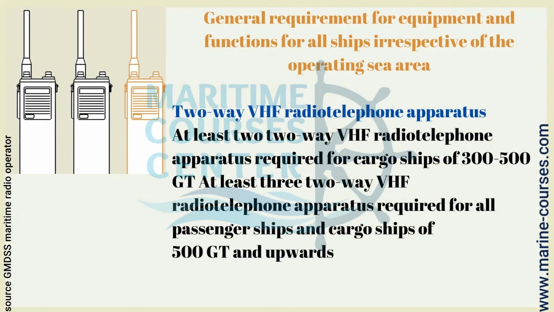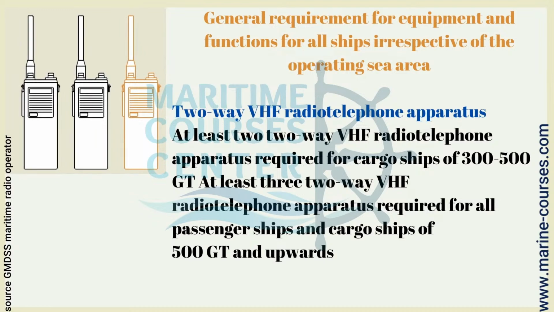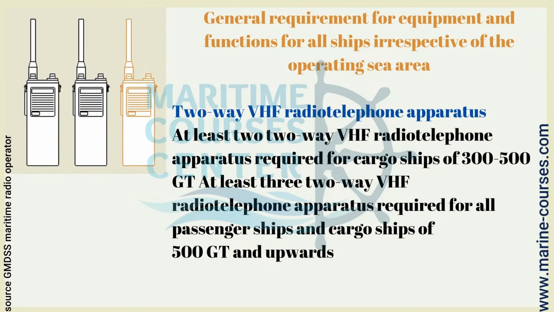Here in this picture we're going to talk about general requirements, and as you can see here we have 2 VHF or 3 VHF. First, two-way VHF radio telephone apparatus: at least two are required for cargo ships of 300 to 500 gross tonnage, and at least 3 two-way VHF radio telephone apparatus are required for passenger ships and cargo ships of 500 gross tonnage and upward.